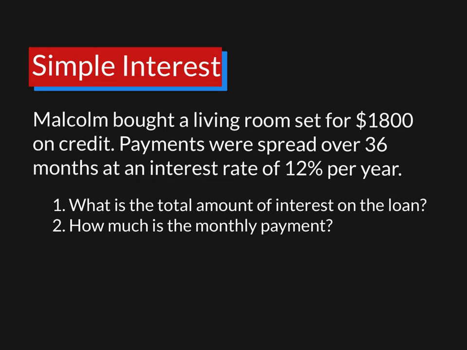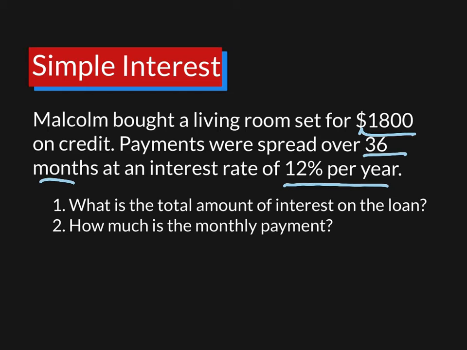So we are given this problem. Malcolm bought a living room set for $1,800 and payments were spread over 36 months at an interest rate of 12%, and that's 12% a year as interest rates are usually stated. And we want to know two things. First of all, what is the total amount of interest on the loan? And secondly, how much is the monthly payment?